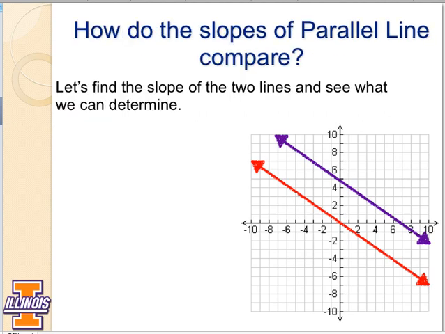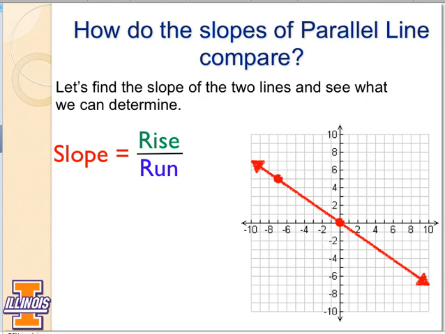So let's go ahead and explore the slopes of each line to see if there's any trends that we notice about lines that are parallel. Let's start with the red line. We know that slope is rise over run. So let's use the graph and the 2 points that we found to calculate the rise and the run. So I count spaces and I see that the rise is -5 and the run is 7. And I fill in my slope.